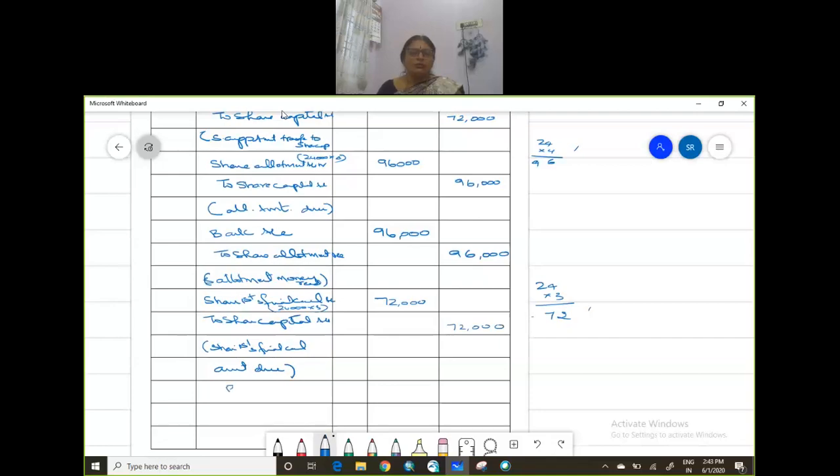Now they called for this and they're depositing in the bank. The company has called for the amount and they have deposited in the bank. So bank account debit to share first and final call. How much is that? Same 72,000. I hope you understood under subscription. You have to take the amount they have applied for. For the last narration, share first and final call amount received.